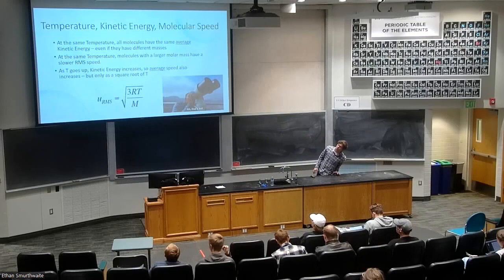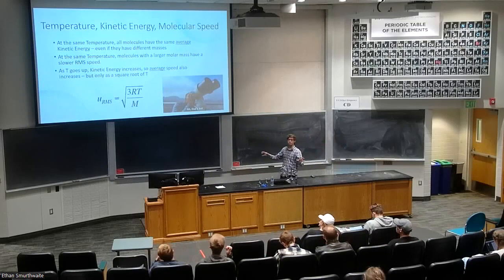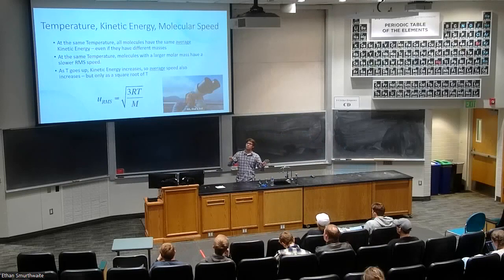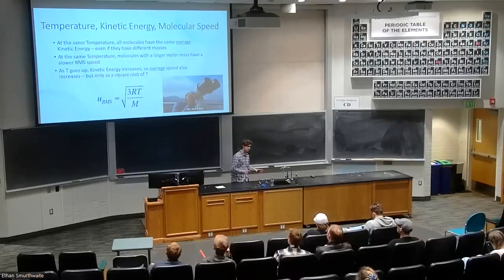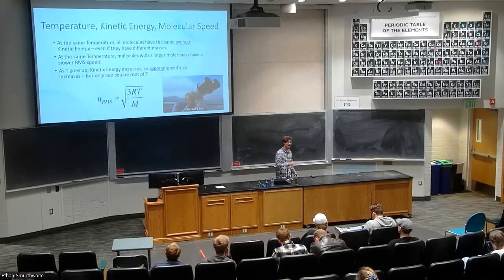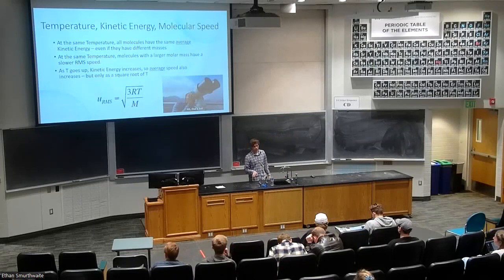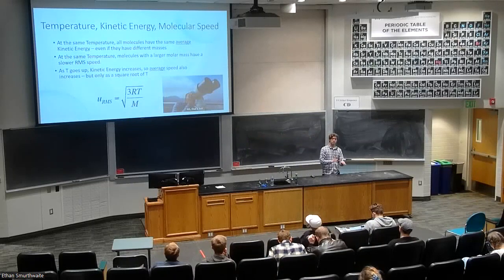So no matter what the substance, everything at the same temperature has the same average kinetic energy. They might not have the same root mean square speed. Slower things have lower root mean square speeds. But at the same temperature, they all have the same kinetic energy, right? Because the formula for kinetic energy has mass in there. So temperature and kinetic energy go together.